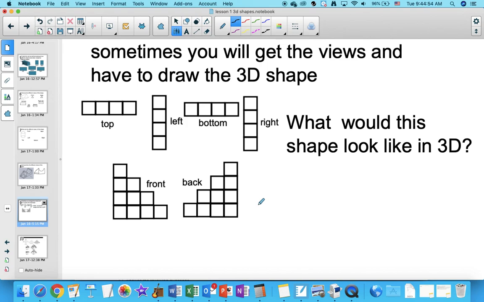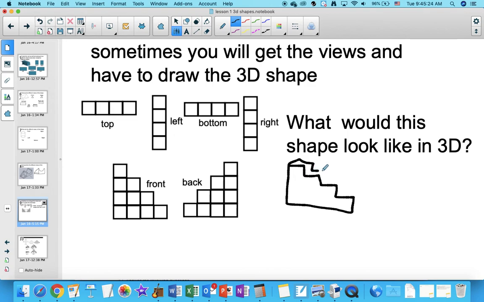Sometimes you will get the views and have to draw the 3D shape, right? So if you're looking at this object from the top, left, bottom, and right, it looks basically the same, right? It's only one square across and 4 squares down. But if you look at it from the front and back, well, it looks like a staircase. So we would draw something like this if we were looking at it from the side, and it would be 3D.